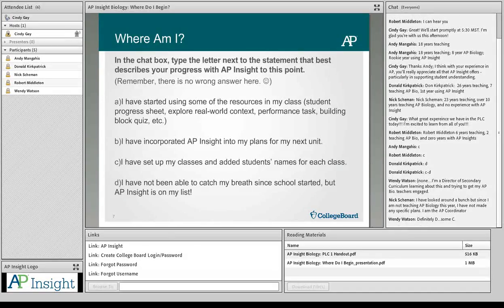Okay. So it looks like we're all sort of at the lower end of the continuum, which is just fine because we're all in this together. And so I really appreciate you being here in this PLC, and this may give us some ideas about how to begin. I certainly totally understand that this is my 4th week of school, and being able to catch your breath. And as long as it's good on your list, we will make progress together.